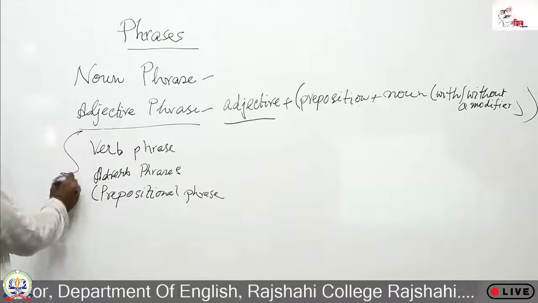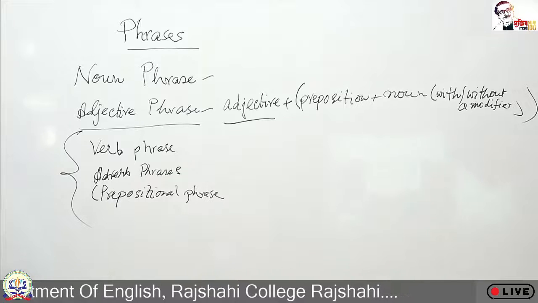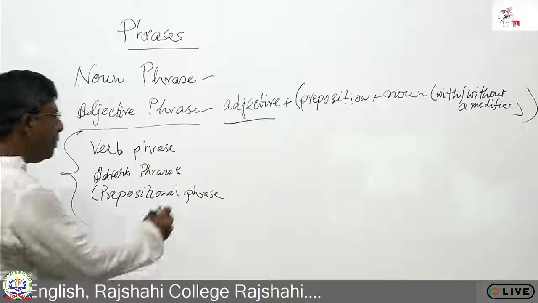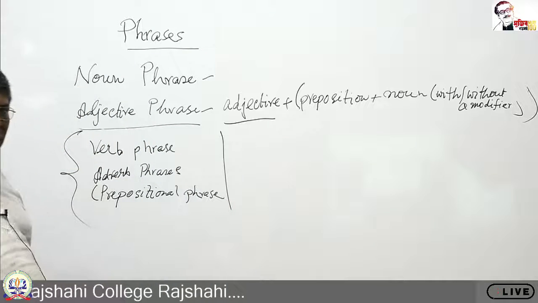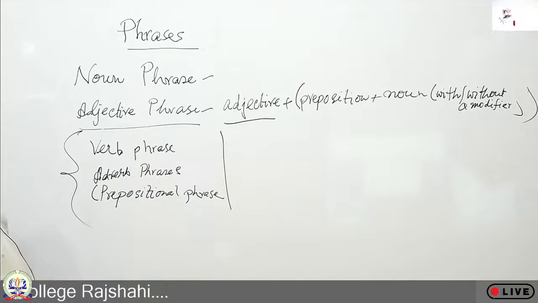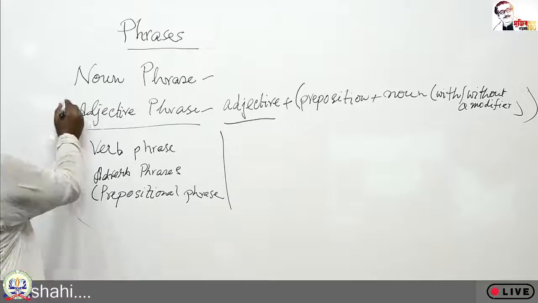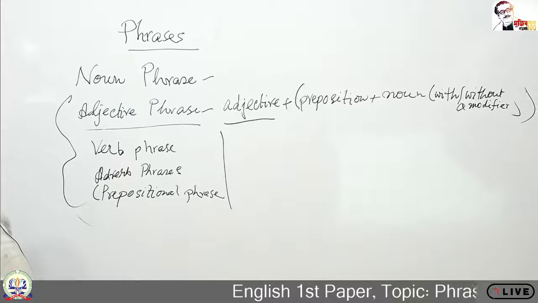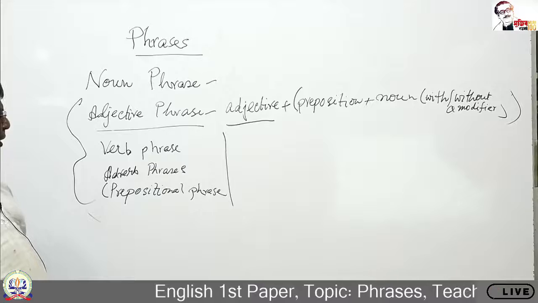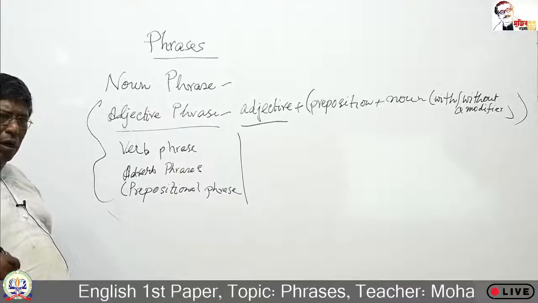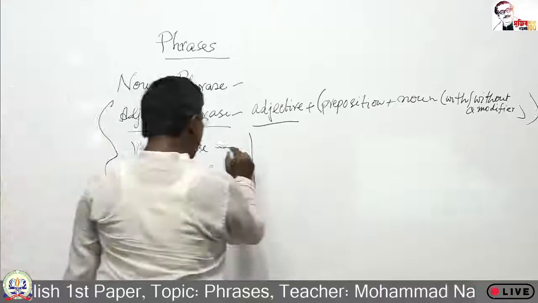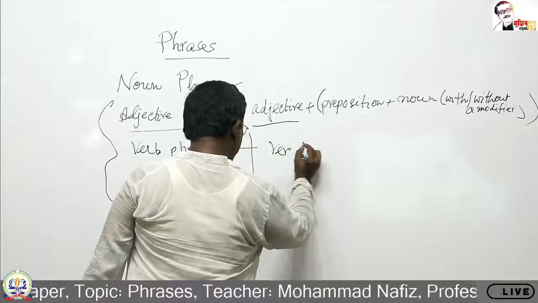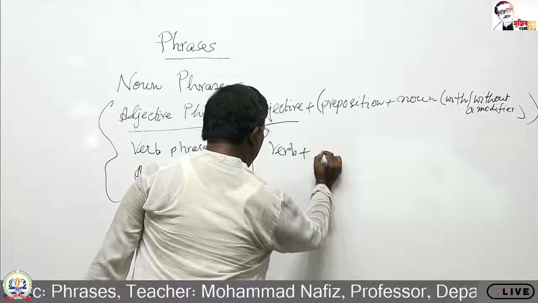In the construction of verb phrases, adverb phrases and prepositional phrases, we have common items. In all these phrases, we have a function of prepositions. In all of the adjective phrases, verb phrases, adverb phrases or prepositional phrases, we have the use of prepositions. A verb phrase is made by, I repeat, a verb followed by a preposition.